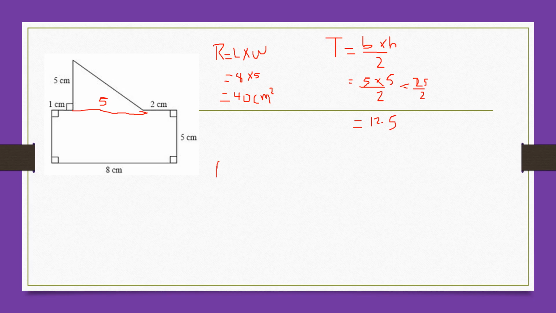So my answer is gonna be now, because I already found the two areas, I'm gonna say 40 plus 12.5, and I'm gonna get 52.5 here, and I can't forget my squared. I guess we made a little mistake on the previous one, so we're gonna go back to check example number 2.